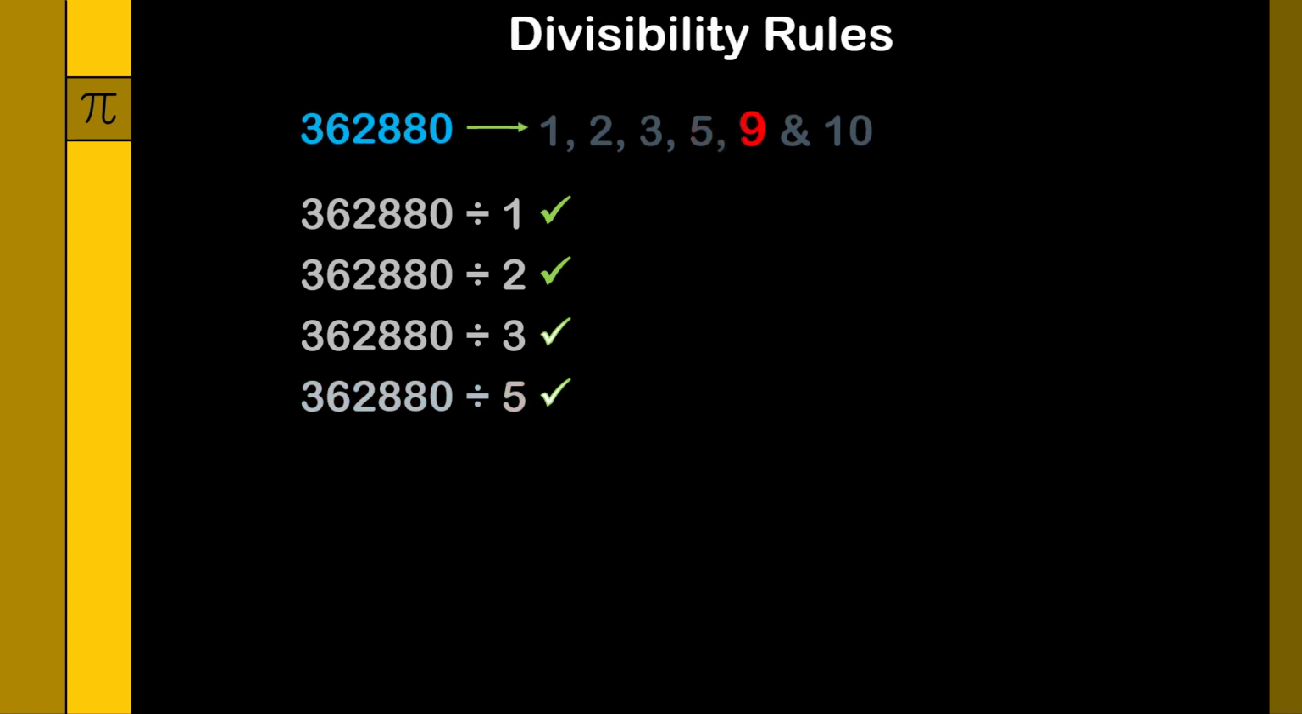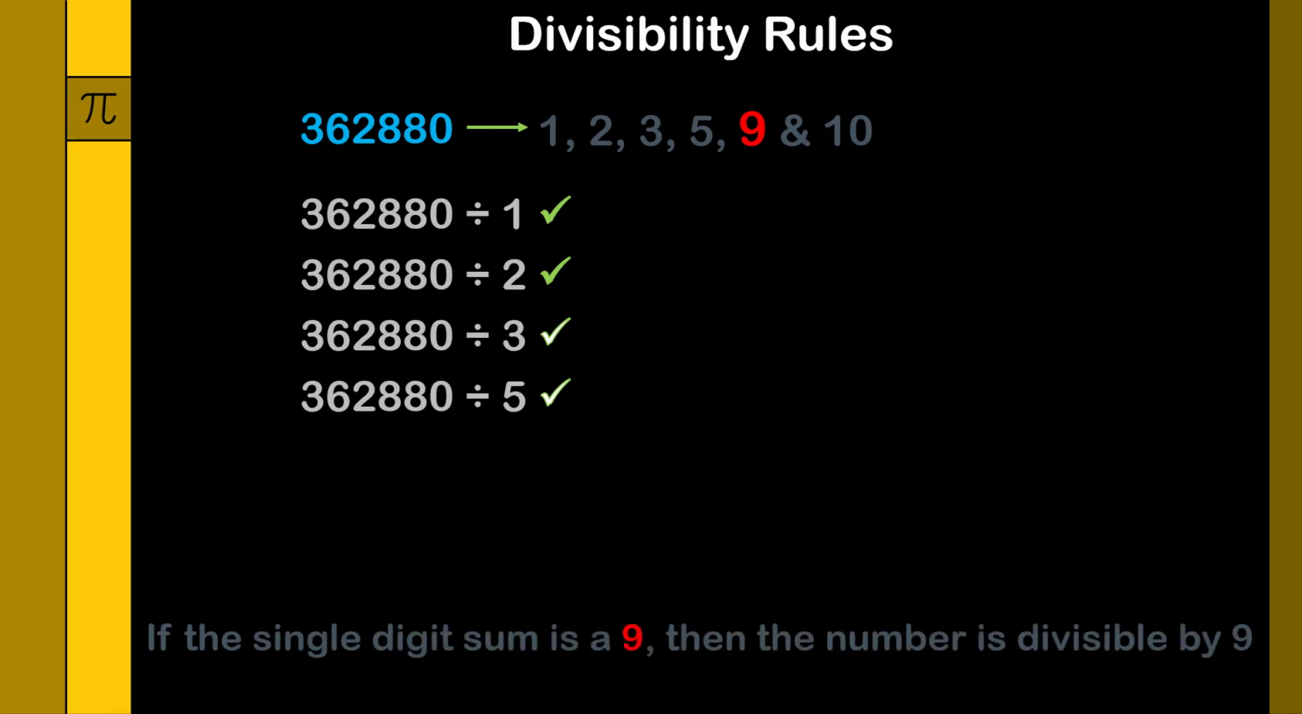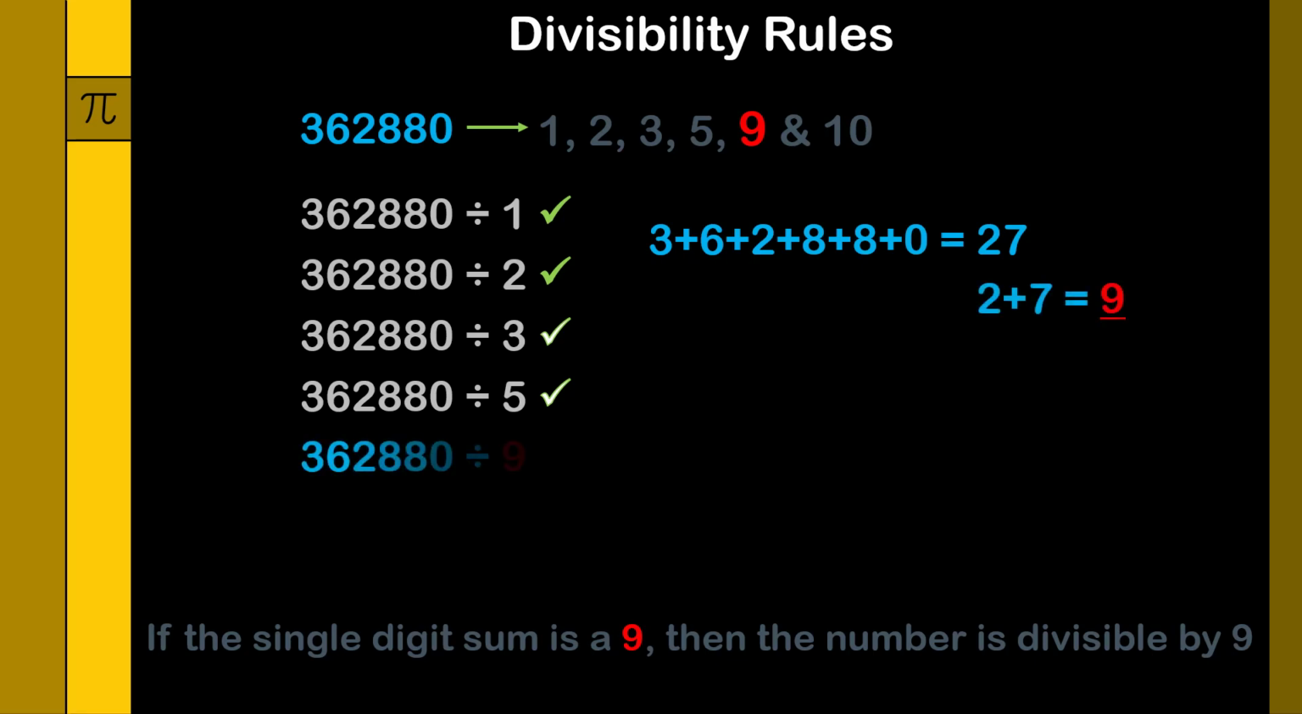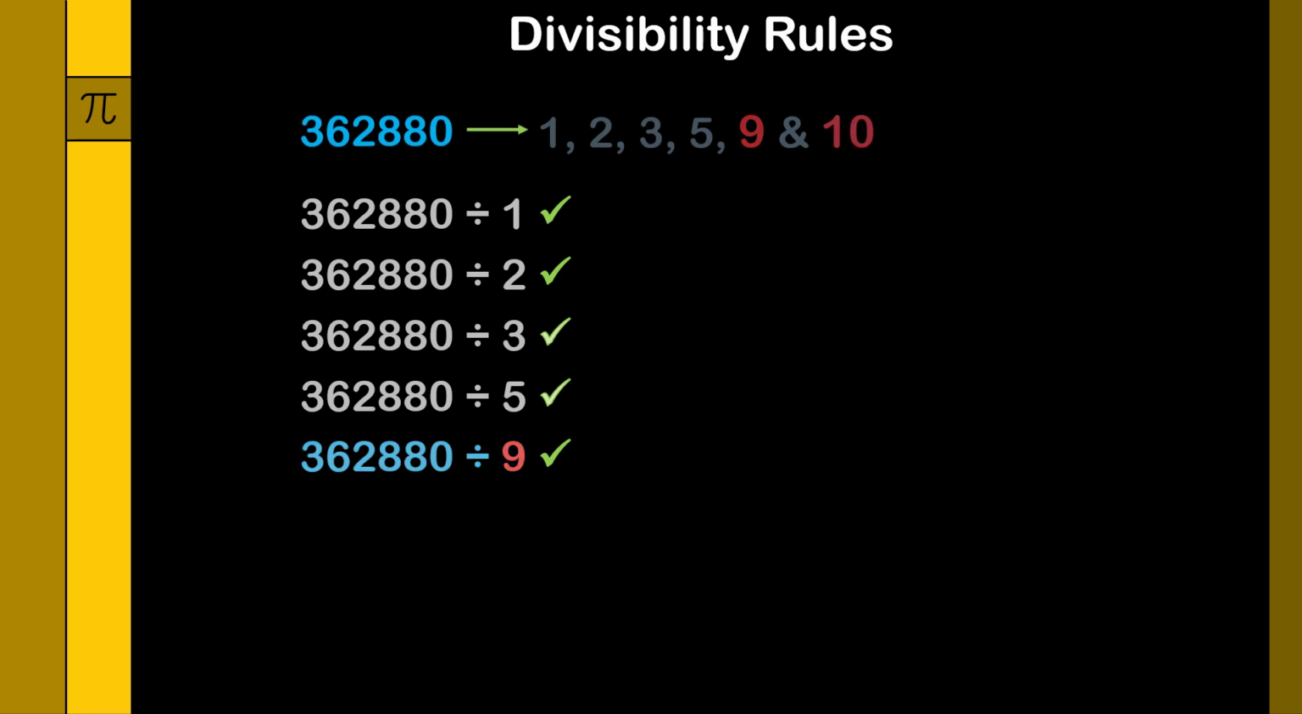The divisibility rule for 9 is pretty straightforward. If the single digit sum of the number is 9, then the number is divisible by 9. Simple. From the divisibility rule for 3, we know that the sum of 362880 is 27. To get the single digit sum, we add the digits until we are left with one digit. So 2 plus 7 equals 9. So the number is definitely divisible by 9.